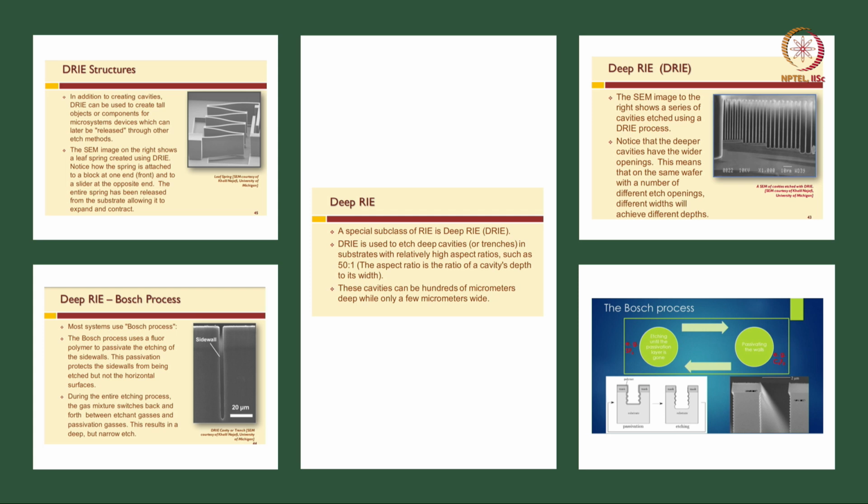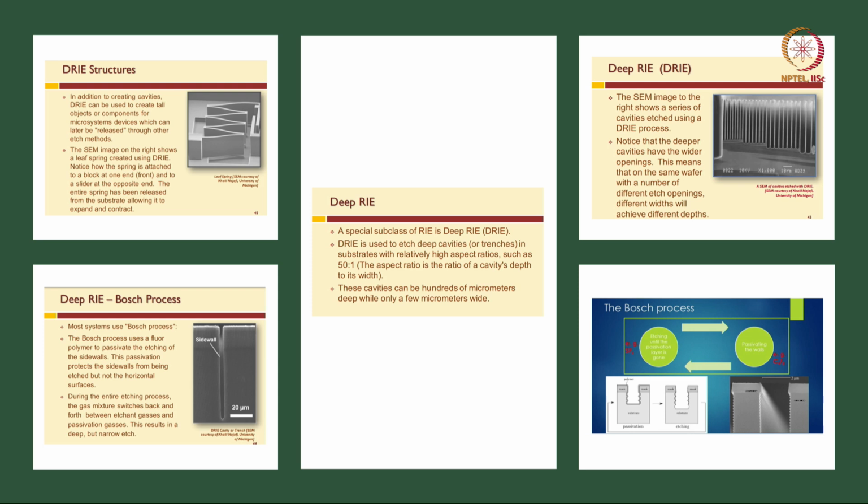This is our homework: to identify when we use chlorine and when we use fluorine for reactive ion etching. Now we go one step further, where we want to have features, as you can see here, whether it is a leaf spring or a cavity created in the silicon, or many cavities of different dimensions. We use a process called deep reactive ion etching, also called the Bosch process.